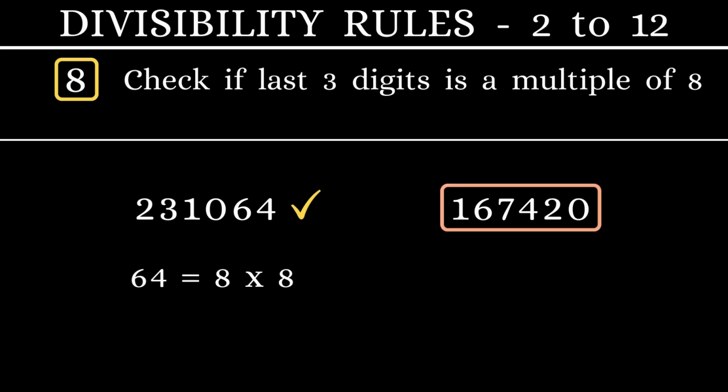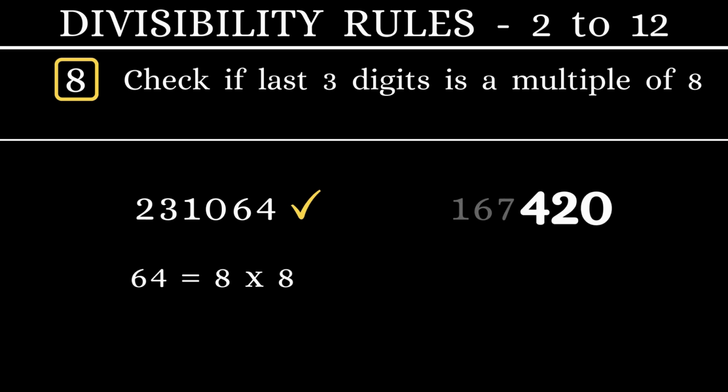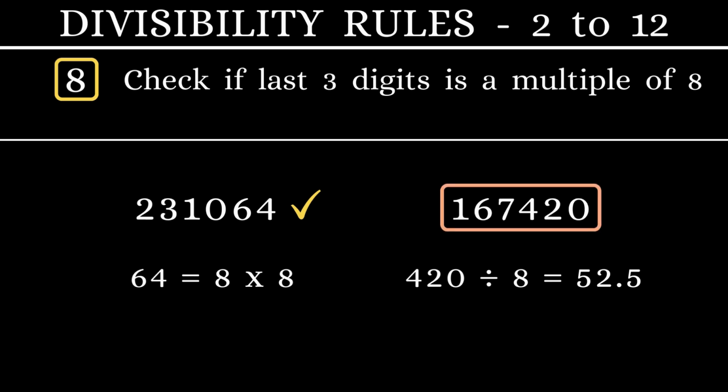Next example. Considering the last 3 digits. 420. This 420 is not a multiple of 8. So, we can say that the given number cannot be divisible by 8.